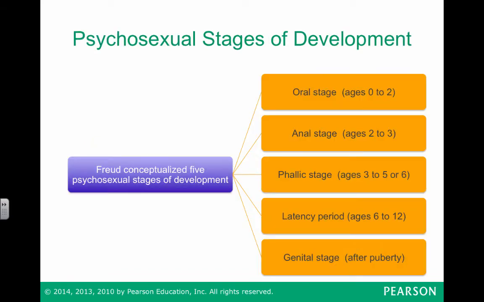Freud also came up with 5 psychosexual stages of development, and his belief was that for a person to be healthy, they needed to successfully move through each stage. And if they became stuck in a stage, the thought was that this would come out later in their life in the form of some maladaptive behaviors. The 5 stages of psychosexual development are the oral stage, the anal stage, the phallic stage, the latency period, and the genital stage.